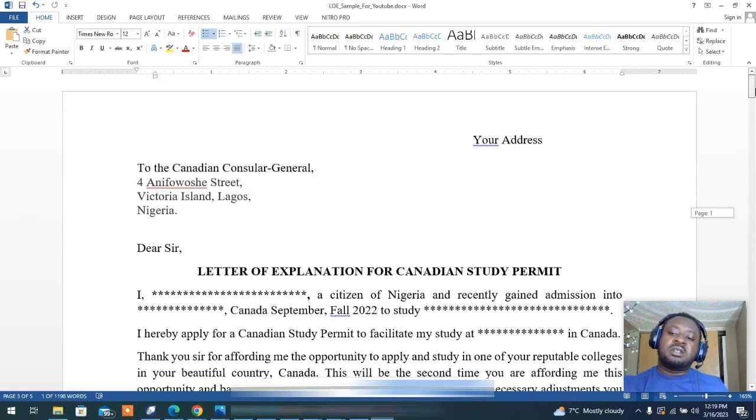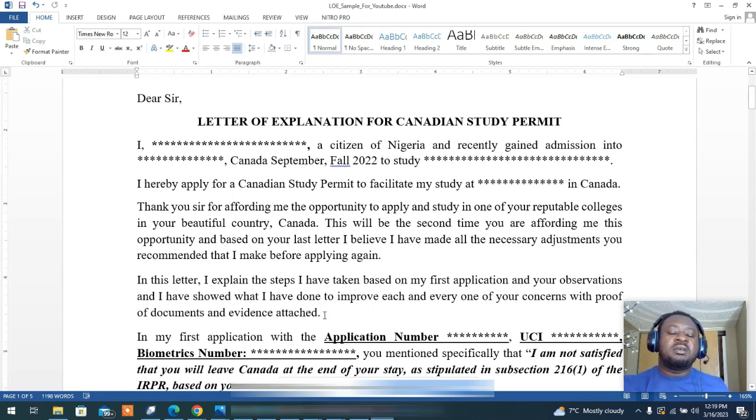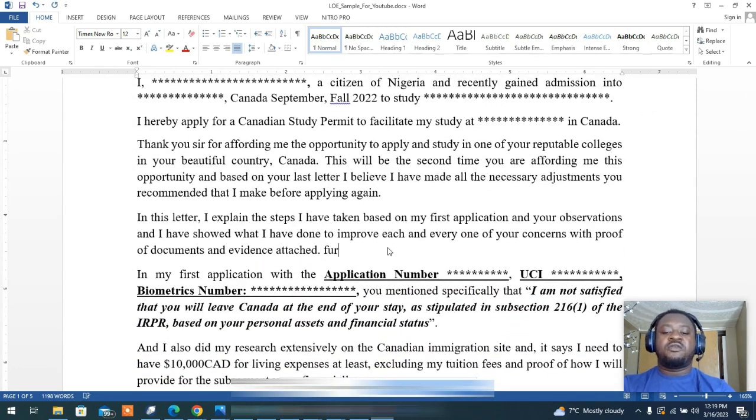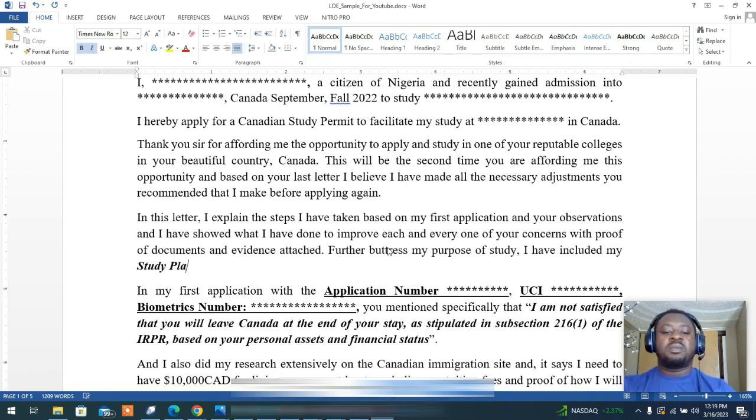Now, in some cases you can also include what is called a study plan. I didn't include it on my own, but I think it's good to include it in your application, and talk more about your purpose of studies. You can just say, to further buttress my purpose of study, I have included my study plan alongside the proof of funds for a more in-depth understanding. Are you seeing it? That's how you do it, and you are good to go.